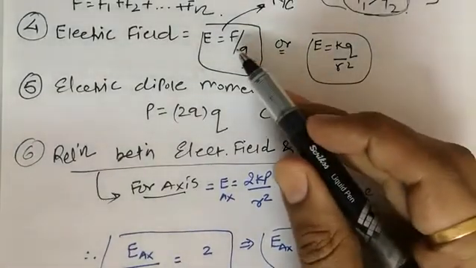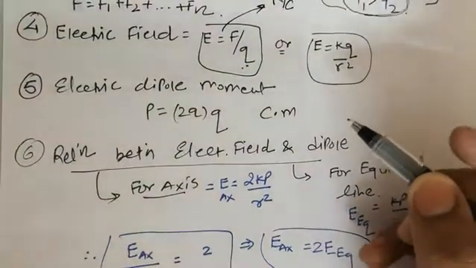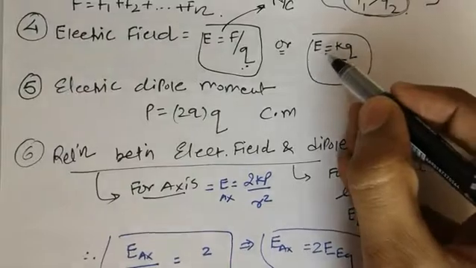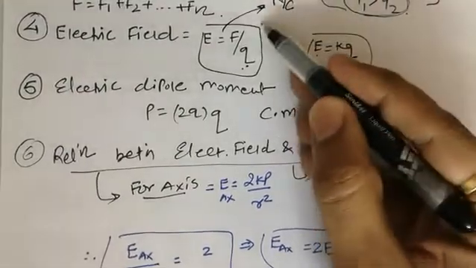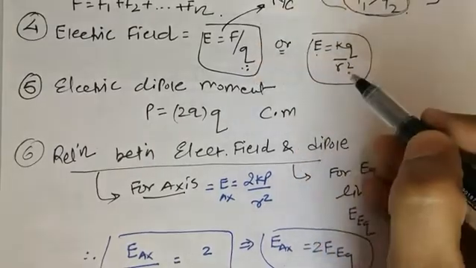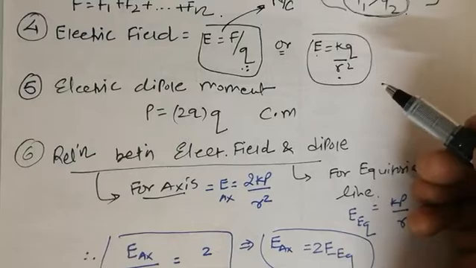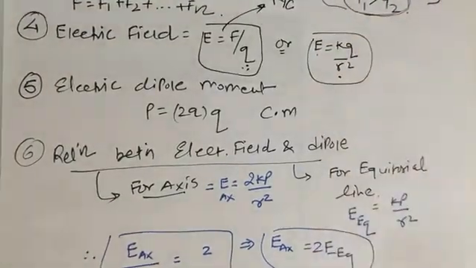The general formula is E equals kq by r square. It means that for our electric field, if q1 and q2 are both equal, it is q square, and here q will be there, and r is the distance around which our electric field exists. So E equals kq by r square.